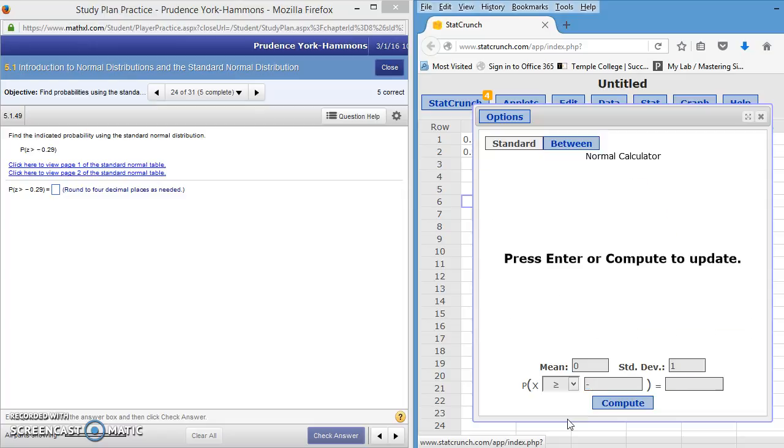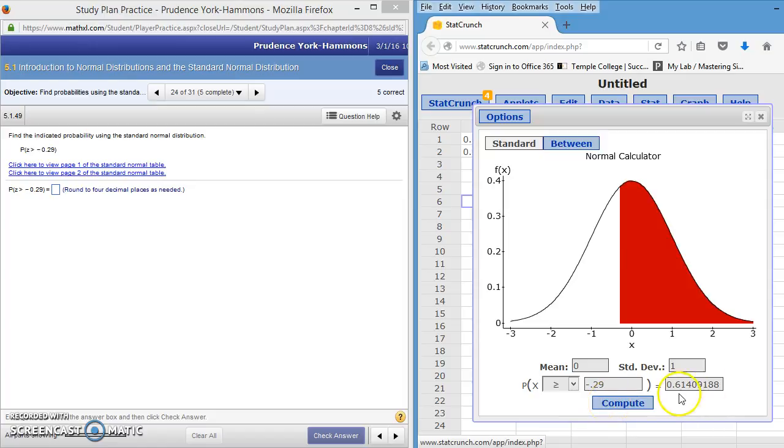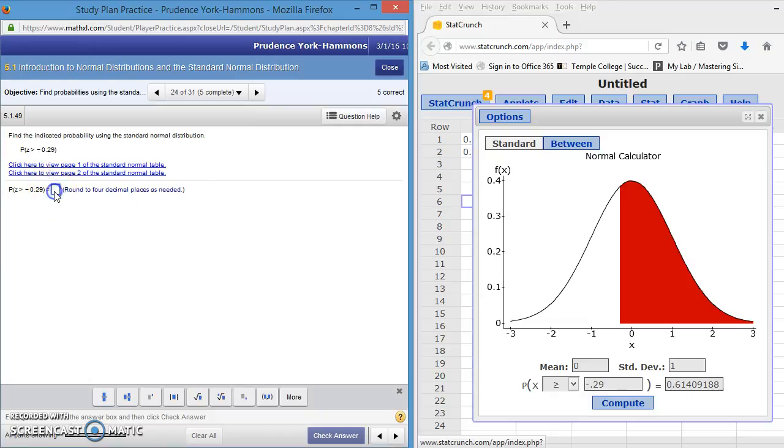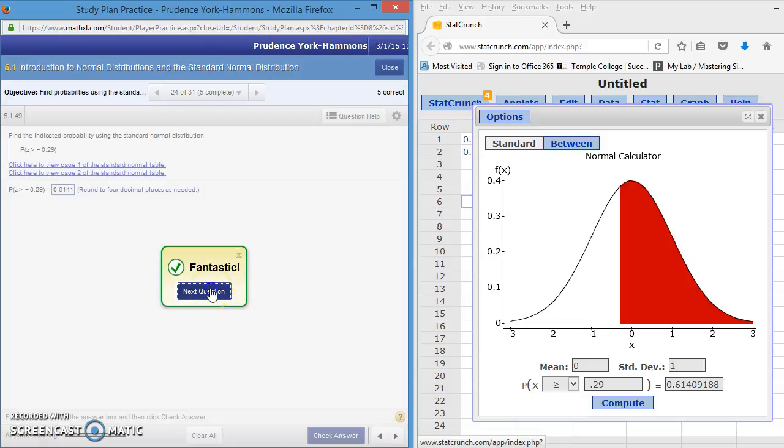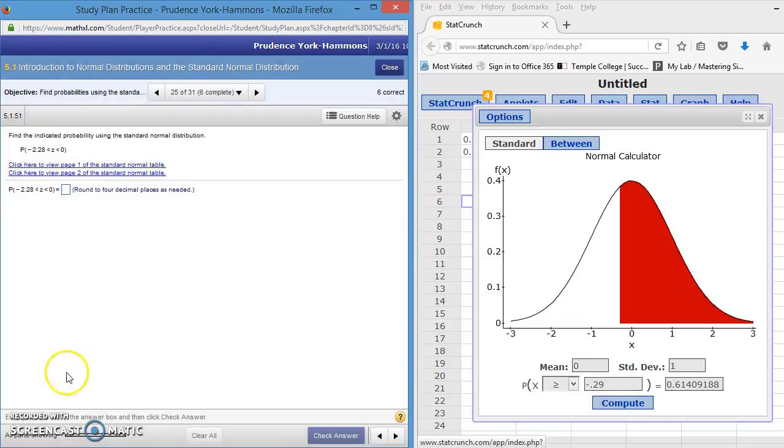So negative 0.29, we want our value to be greater than negative 0.29, and the probability is 0.6140, but the 9 that comes after the 0 makes the 0 a 1 when we're rounding. So that would be 0.6141. We'll check that answer to make sure we're okay. So these are all about probabilities.